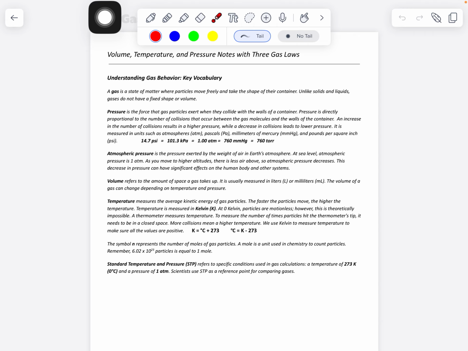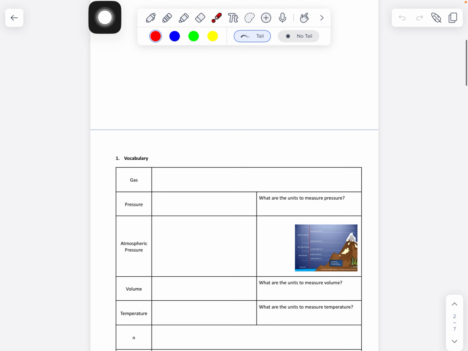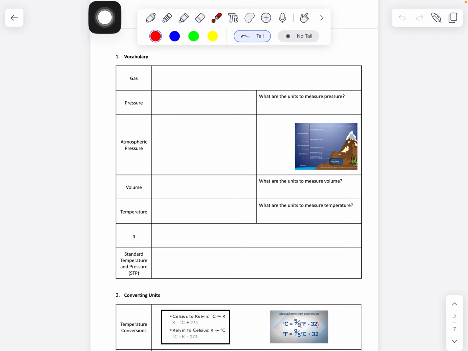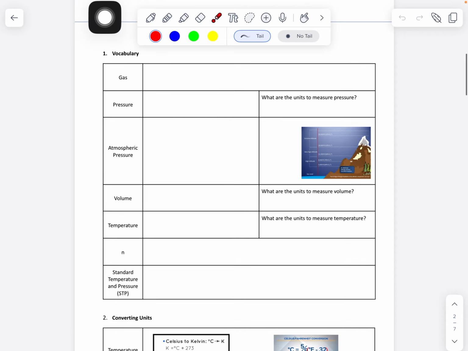So let's go ahead and just read through this really quickly. As we're reading through this, as I have this up on the screen, I'd encourage you start jotting down some notes in this second page, your vocab section. We're going to talk about gas, pressure, atmospheric pressure, volume, temperature, N, and standard temperature and pressure.